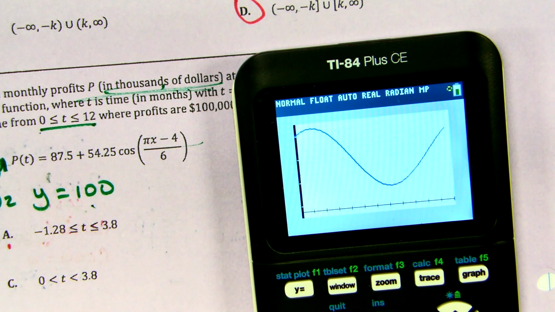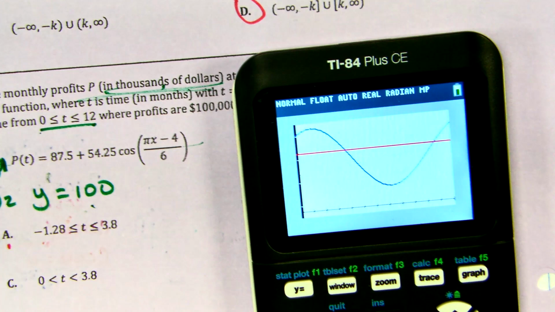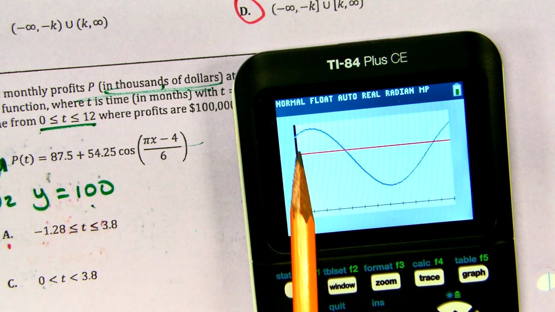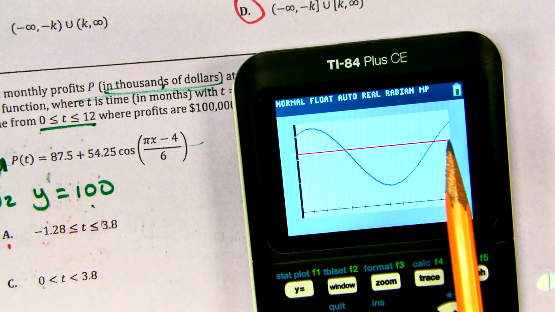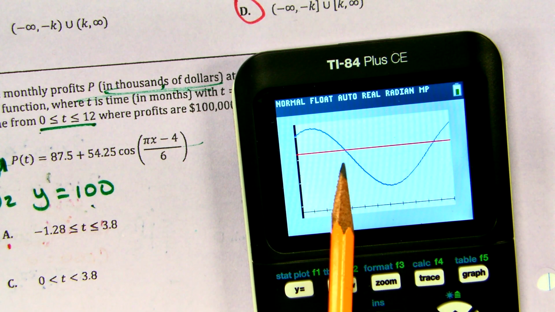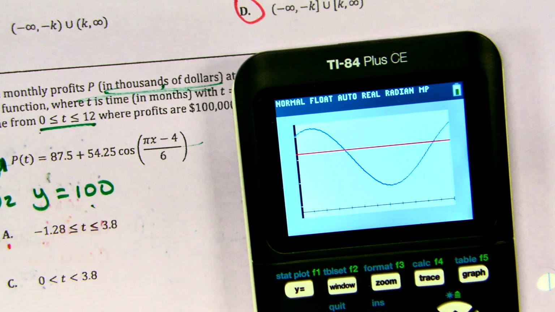That curvy graph, that's my profits. The blue curvy cosine graph, up, middle, down, middle, up, that represents my profits. The red horizontal line is where 100,000 is in those profits. When are we above 100,000? Look, we're above the red line from here to here, right? This is all above. And then not in here, and then here to here. So I need to find the intersection of these points here.